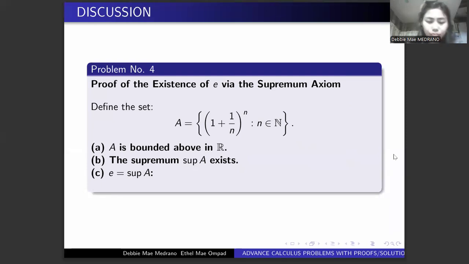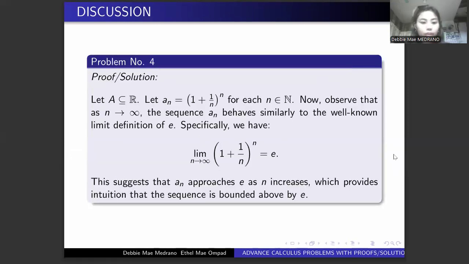Problem number 4: the proof of the existence of e via the supremum axiom. Define the set A as 1 plus 1 over n to the power of n, where n is an element of the natural numbers. A is bounded above in R, thus the supremum of A exists, and e is equal to the supremum. Now, the proof and solution.